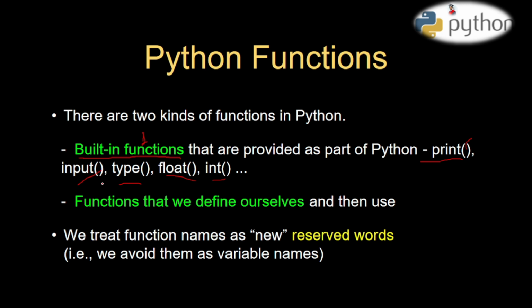user input from the keyboard. Type is used to display the data types of the variables that we have used. Float is used to cast a value to a float value. Int is the same: it converts some data type value to integer type. These are examples of Python built-in functions. Functions that we define ourselves and then use are called user-defined functions.